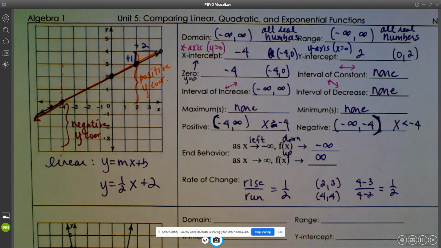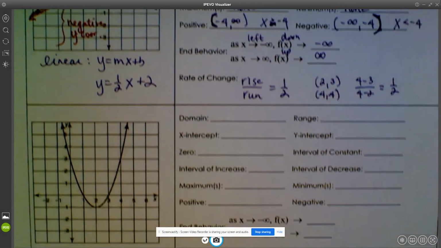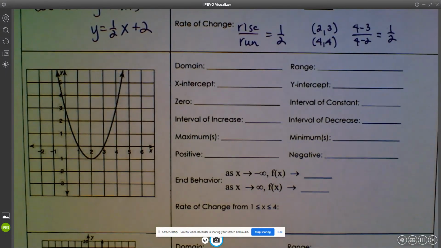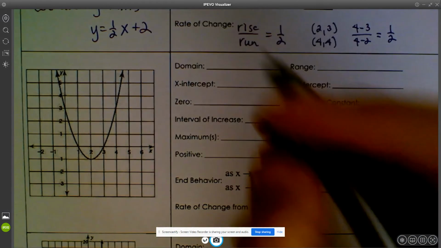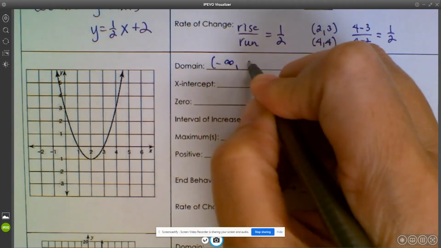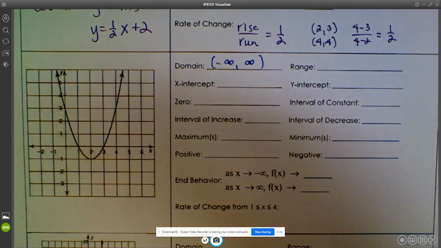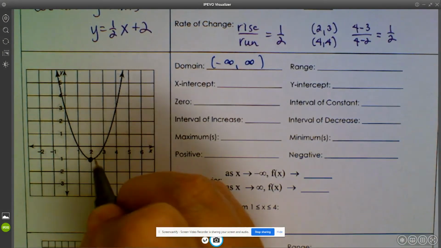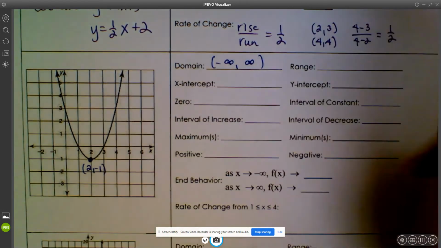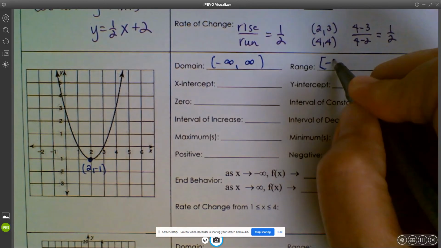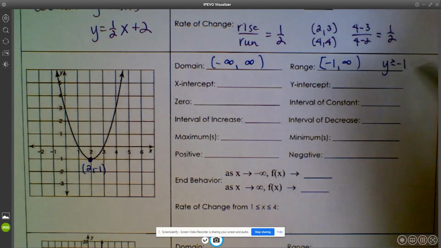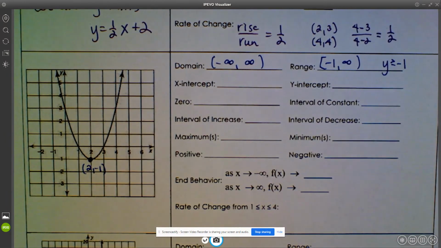So now let's move on to the quadratic function. In this quadratic function, the domain is always the same. We're going to go from negative infinity to positive infinity because it's a quadratic. The range, however, let's see what my lowest y coordinate is. My lowest y coordinate is -1. So we will go from -1 to infinity. Y is greater than or equal to -1.